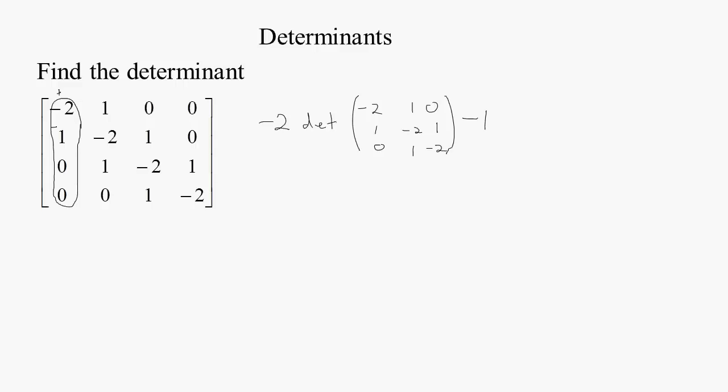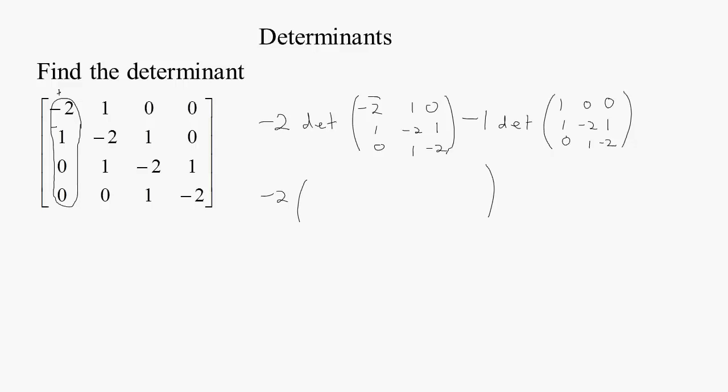Okay, and moving on down, we had a plus 1, but it's in a minus position, so I'll flip its sign and make it negative 1 times the determinant of what's left when you cross out the row and column that the 1 is in. Let's see, I get 1, 0, 0, 1, negative 2, 1, and 0, 1, negative 2. Okay, so we've reduced finding this 4 by 4 determinant to finding two 3 by 3 determinants. Now I just have to calculate both of those 3 by 3 determinants.